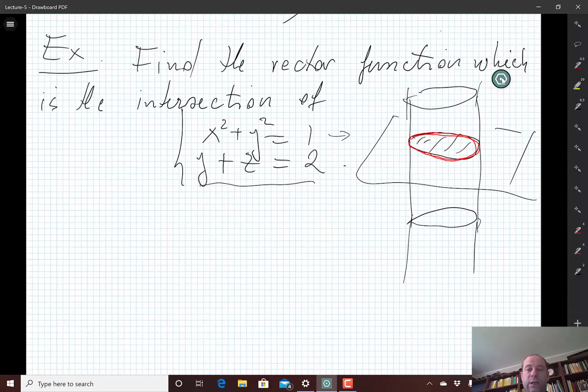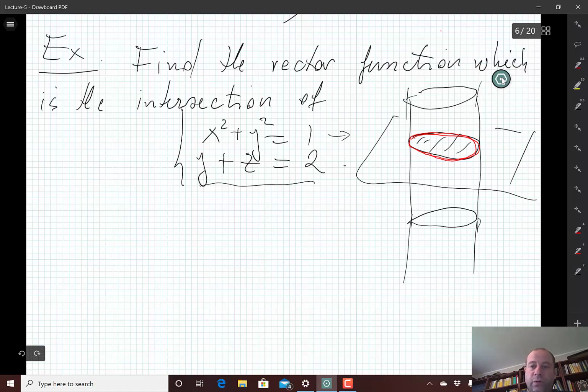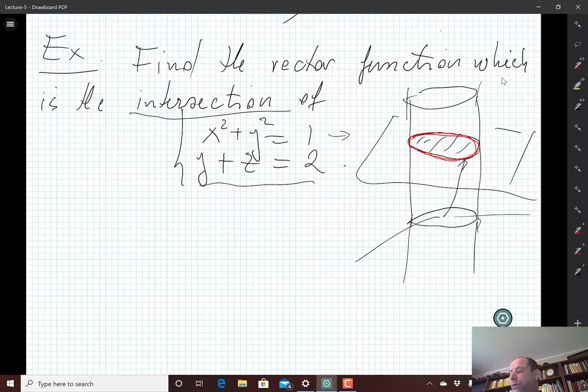So we wanted to find the vector function which describes the intersection of these two surfaces, right? So this is the intersection of these two surfaces, and I want to find the vector function which represents this. So actually this would be something like this. So this would be a vector going around this intersection, and I want to do that.